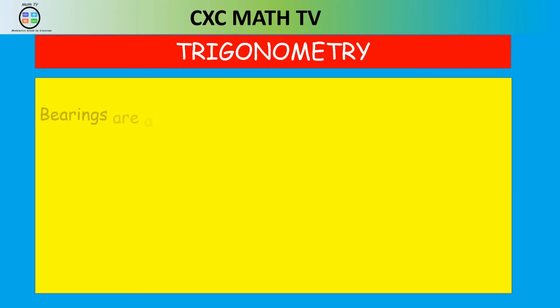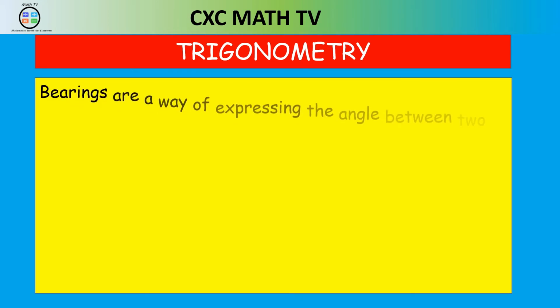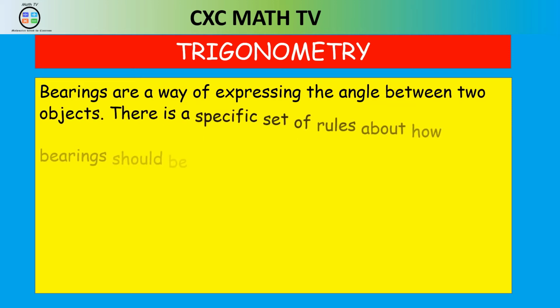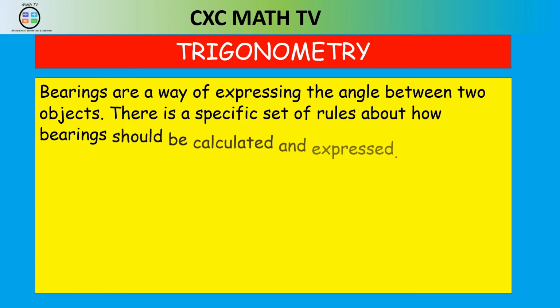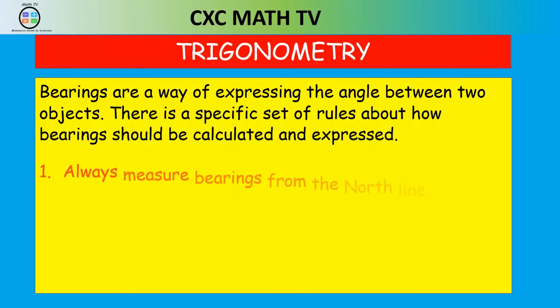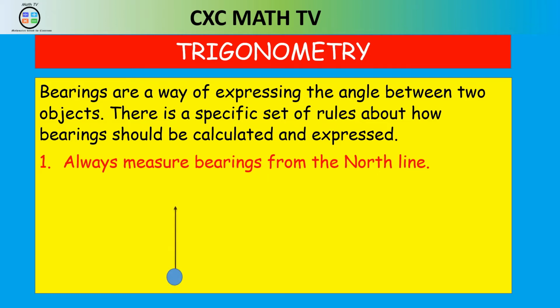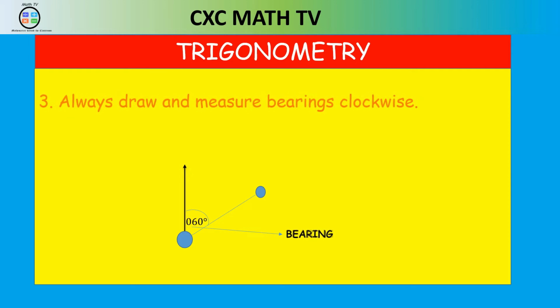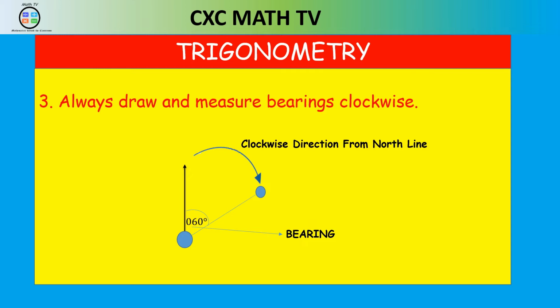Now, just another way to look at bearings again. As we said, bearings are a way of expressing the angle between two objects, and there is a set rule in how we calculate bearings. These are the three things that we must remember. Bearings are always measured from the north line. Bearings are always expressed as three figures. And we always draw and measure bearings in a clockwise direction. That's just summarizing everything.